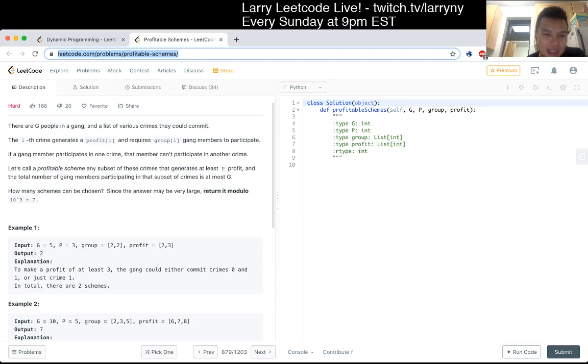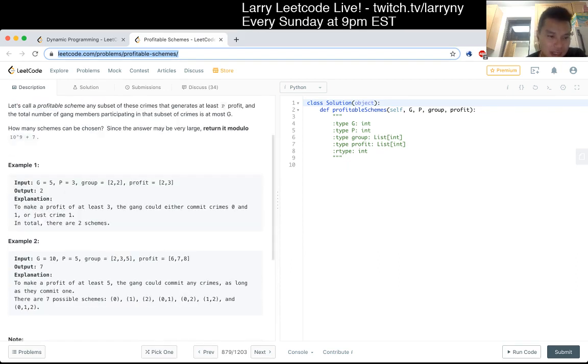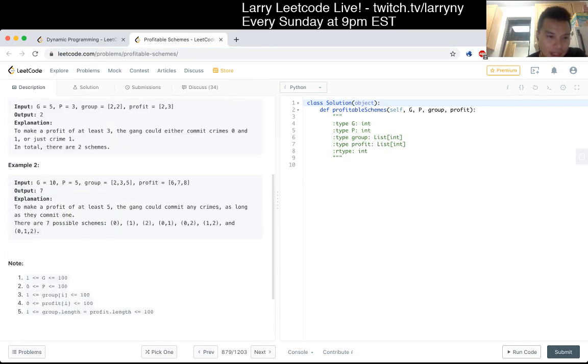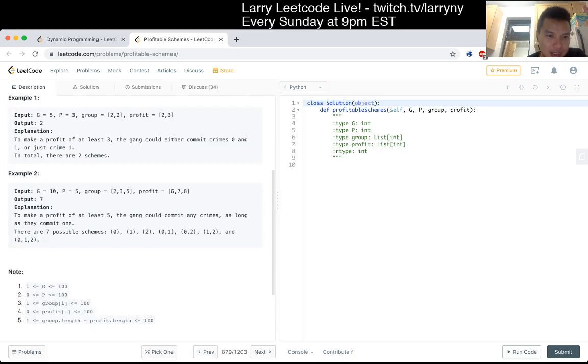Since the answer may be very large, return it modulo some number. And n is some small number. n is 100-ish.